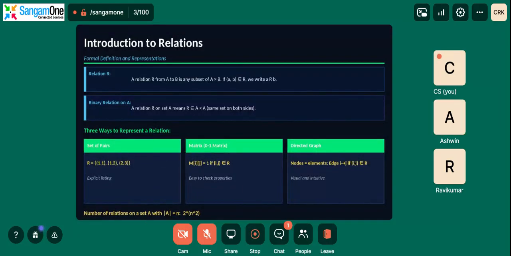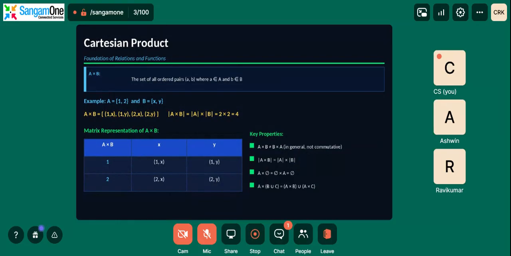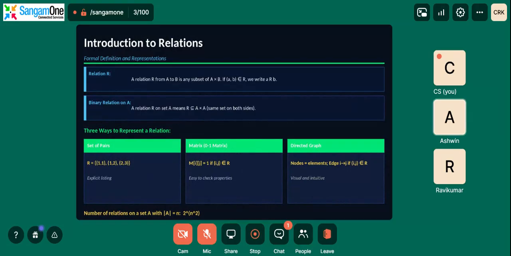Introduction to relations. This is the Cartesian product, the basis for understanding relations and functions. A relation R from A to B is any subset of A cross B. If (a, b) belongs to R, we write a R b, where R corresponds to the relation. A binary relation R on A means R is a subset of A cross A, the same set on both sides. A binary relation is a set.